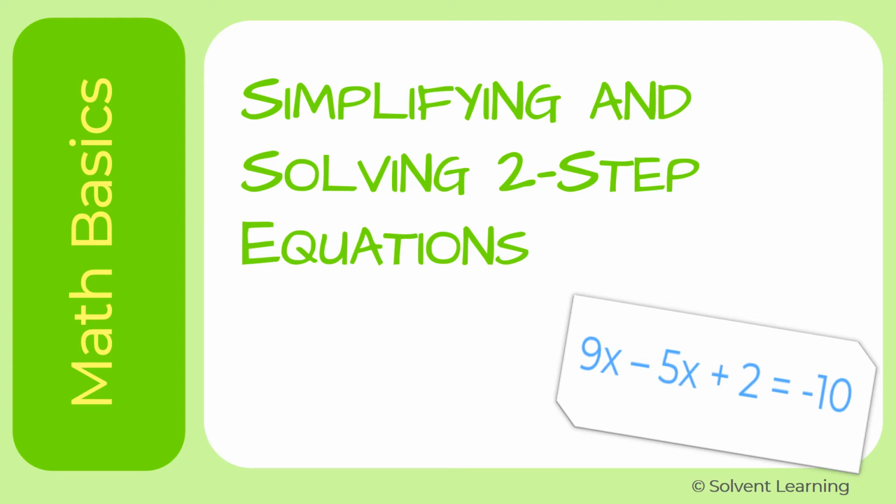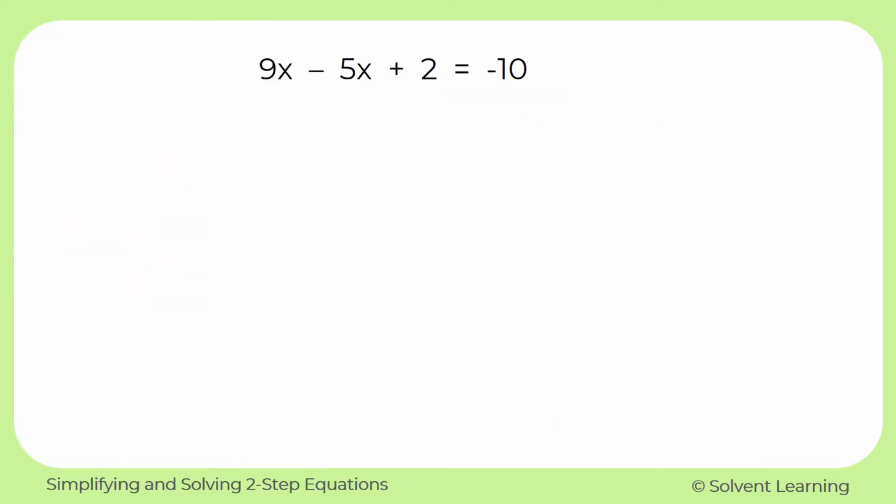We've been working on solving two-step equations. Now we're going to look at an equation that has to be simplified before we can even start solving. So it's almost like a three-step equation if you look at it that way. Let's take a look. We have 9x minus 5x plus 2 equals negative 10.